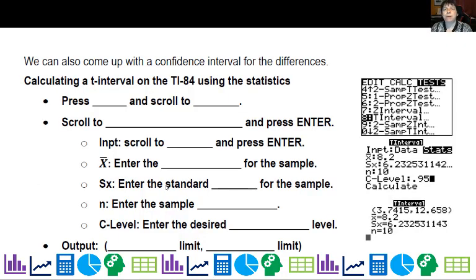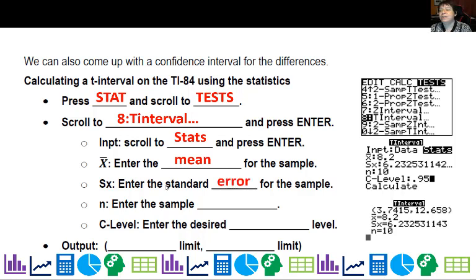So we can also come up with the confidence interval for the differences, saying, oh, how much did people lose on average on this? Or what can we expect? Well, if we press stat and scroll to test, and we're going to scroll now to 8, which is t interval. So we've used that before, and we get to use it again. So it's the same interval you did before. For your input, in this case, I'm going to go ahead and put stats. And then X bar is your mean from the sample. S of X is the standard error or deviation from the sample.